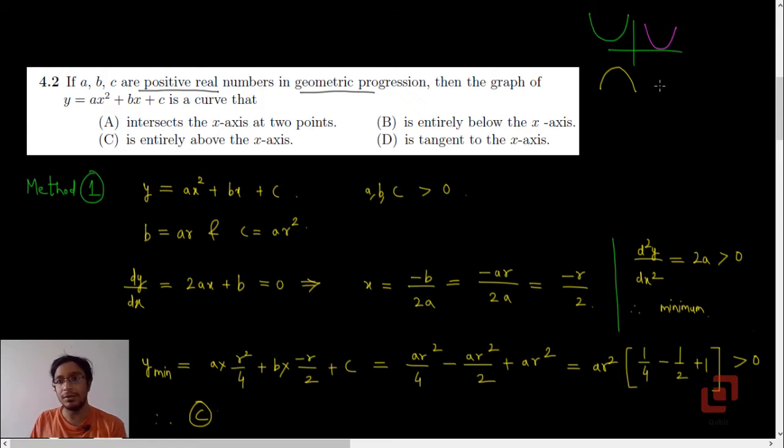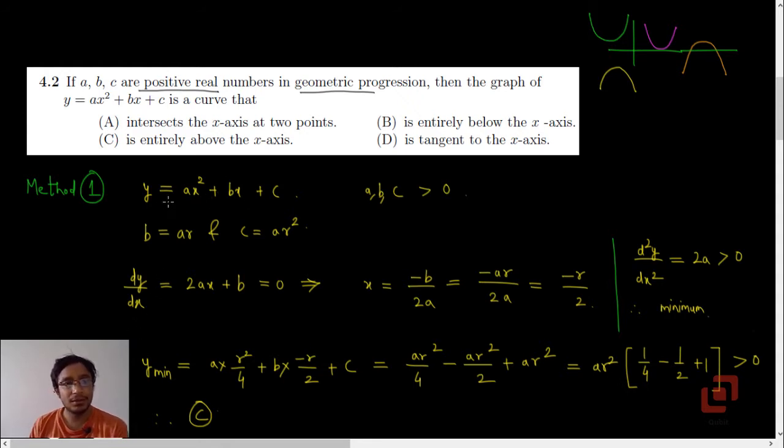Okay, let me use the orange color now. So if we consider this parabola, it may be vertically upwards or vertically downwards, but nonetheless it can intersect the x-axis in two different points. Now to solve this problem, we will use the idea of the first derivative test and the second derivative test.